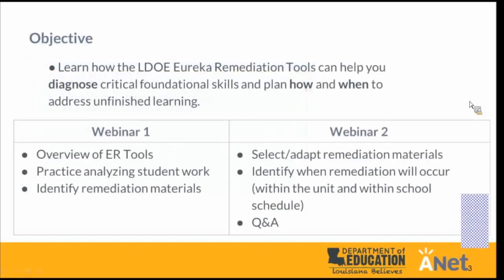If you were on the webinar yesterday, these objectives will look familiar to you. So over the 2-part webinar series, we've been learning how the LDOE Eureka Remediation tools can help you diagnose critical foundational skills and plan how and when to address unfinished learning. Yesterday, we had an overview of the tools, we practiced analyzing student work, and we identified the remediation materials. Today, we're going to take a closer look at the remediation materials to actually select the ones we would use, and then talk about when the remediation will occur within the module and within our school schedule, and then we'll have time for some Q&A at the end.